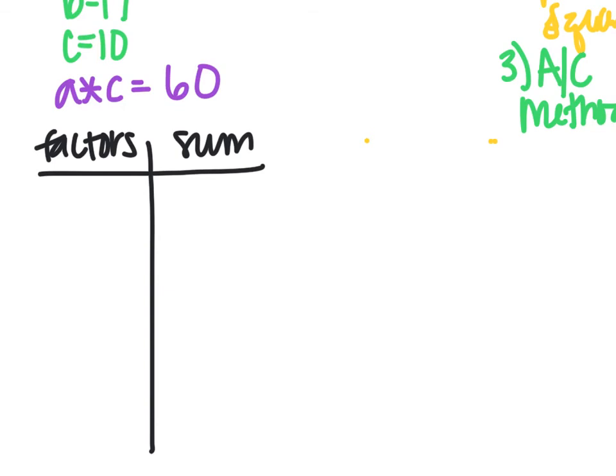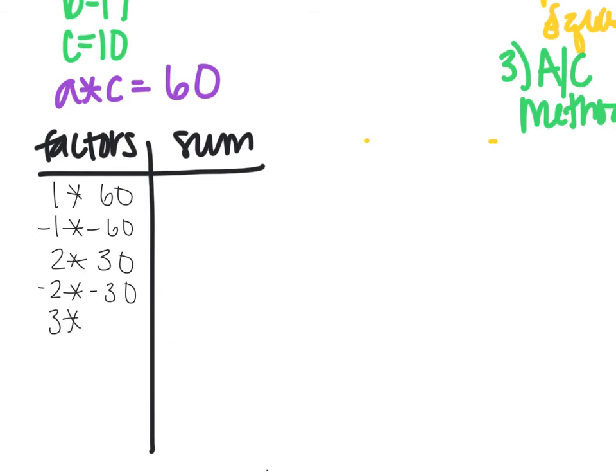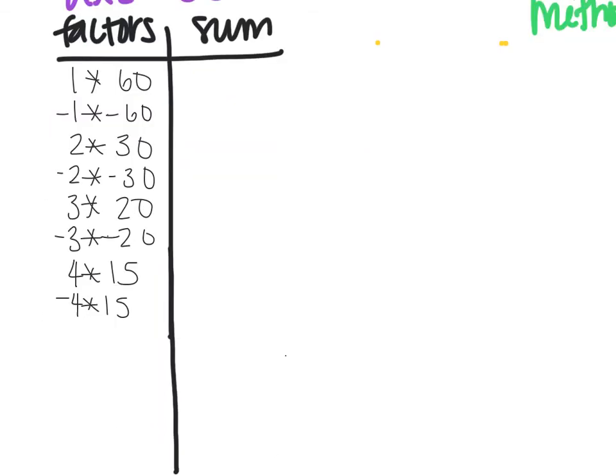Well, that would be positive 1 times positive 60, or negative 1 times negative 60. Positive 2 times positive 30, or negative 2 times negative 30, or 3 times 20, or negative 3 times negative 20. 4 times 15 would also work, or negative 4 times negative 15. My next set would be 5 times positive 12, or negative 5 times negative 12. And my last set is going to be 6 times 10, or negative 6 times negative 10.